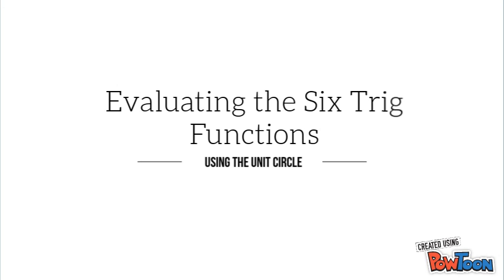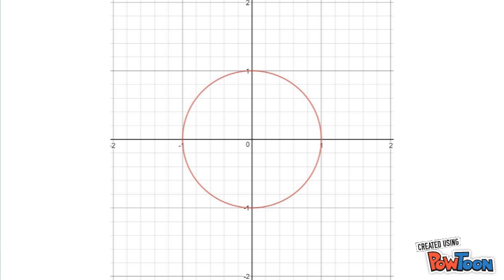Evaluating the 6 trigonometric functions using the unit circle. The unit circle is a circle centered at the origin of a coordinate plane with a radius of 1. This circle can be used to solve many trig functions if it is used correctly.